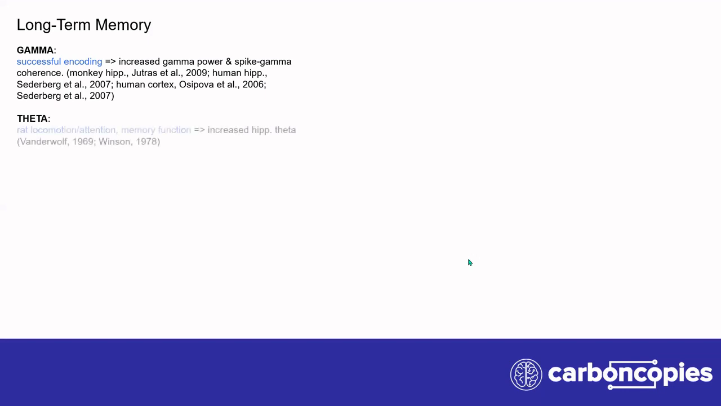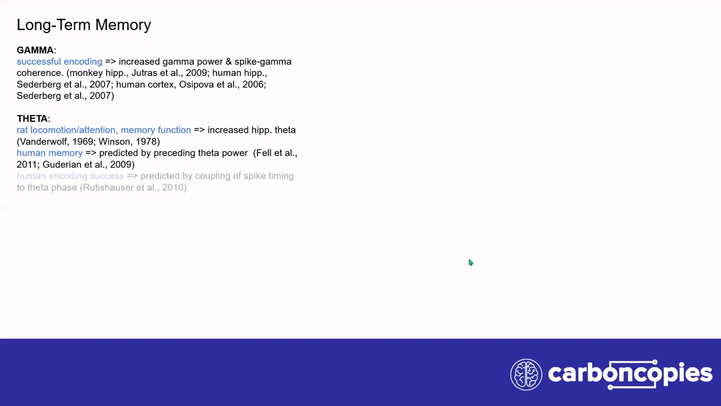Now for theta. In rats, hippocampal theta increases during locomotion or attention and is necessary for memory function. In humans, the theta power preceding the stimulus predicted subsequent memory. And successful memory formation was shown to be predicted by how well spike timing was phase coupled to theta oscillations. Recent work suggests that in humans, slow wave theta is predictive of correct recall and corresponds functionally to the 7 Hz theta of rats. And the slow wave theta in humans is a little bit slower at 3 to 4 Hz.